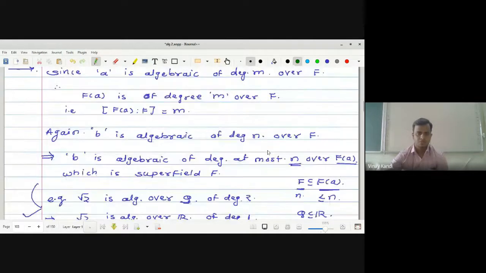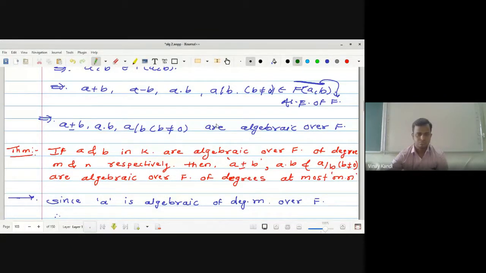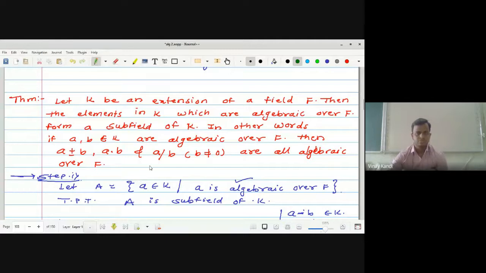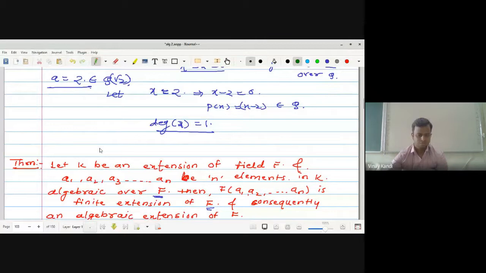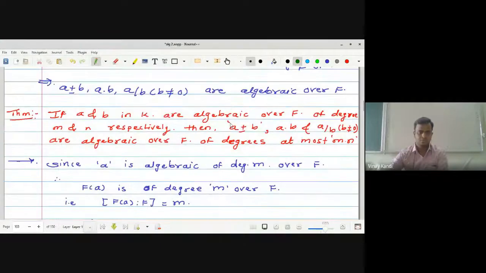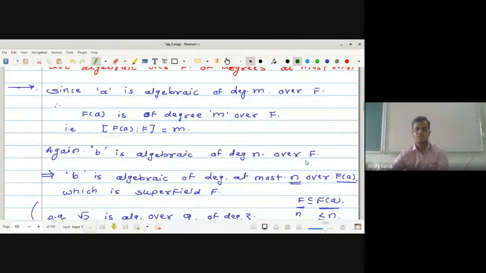Theorem: transitivity of algebraic extensions. If a and b are algebraic over F of degree m and n respectively, then a plus b, a minus b, a times b, and a divided by b are algebraic of degree at most mn. That is, the degree of F(a,b) over F is at most mn.